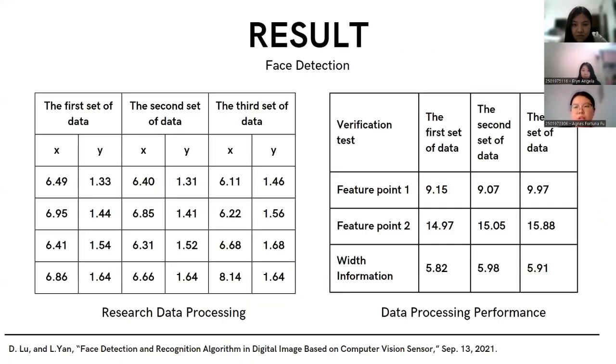From both of these methods, we will be able to extract some results, which we will be discussing. First, the face detection. There are three sets of data that we will be using, and in these sets of data, the performance is processed based on feature points and width information. These sets of data and processing performance are extracted from D et al.'s and Elyun's research paper called Face Detection and Recognition Algorithm in Digital Image based on computer vision sensor, which we reanalyzed further as a group.